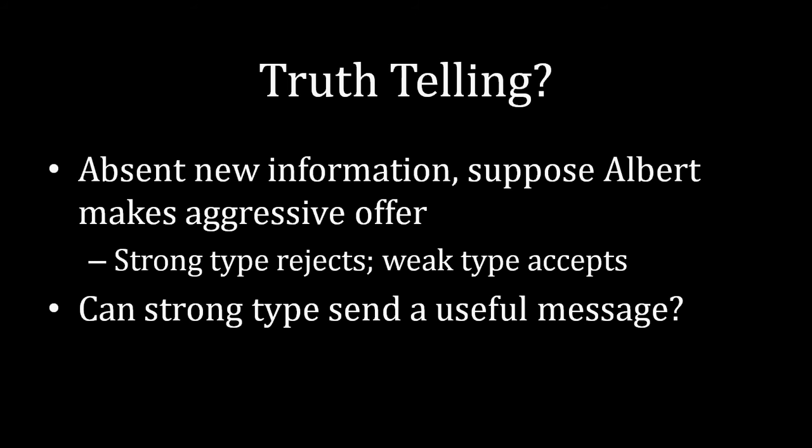Well, to be a little bit clearer in what needs to happen for this to work, think about the following situation. Suppose that we were in that exact same bargaining game that we've been analyzing, where Albert doesn't know whether Barbara is weak or strong. And suppose that absent new information, the parameters are arranged in such a way that Albert prefers making that aggressive offer that the weak type will accept, but the strong type will reject. The question that we want to know is whether the strong type can send a useful pre-play message to Albert, which will change Albert's offer.